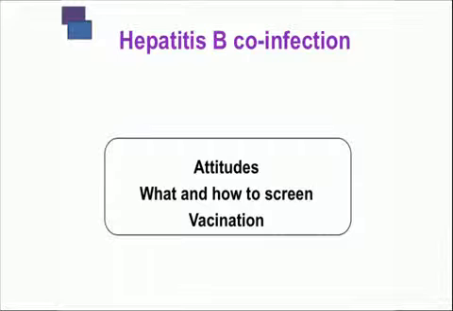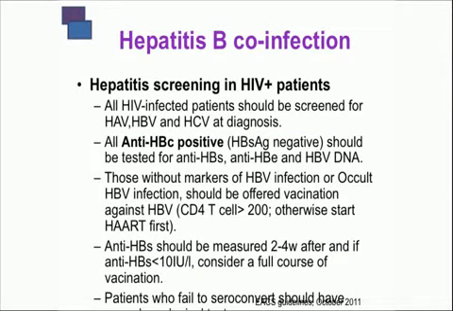So, just to finish, what attitude should we have when we have a co-infected patient in front of us? What should we do? According to the guidelines, all HIV populations should be screened for other viruses such as A, B, and C at the moment of diagnosis. If they are negative, we could perform an annual serology if appropriate.